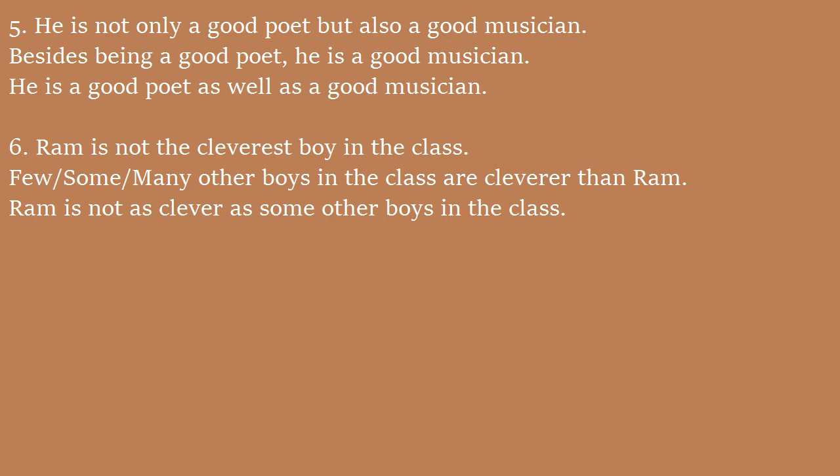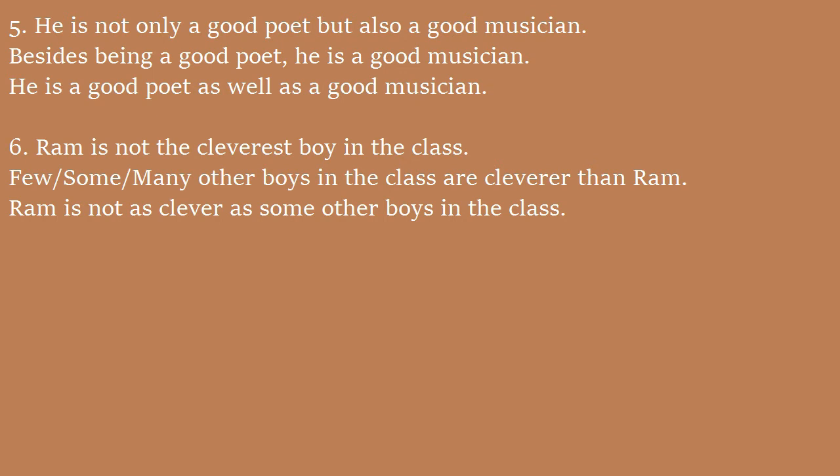Besides being a good poet, he is a good musician. So you have to use the word besides. It's not beside, it's besides being a good poet, he is a good musician. You do not need to put also here in the second sentence. Also is not necessary, not required. He is a good poet as well as a good musician. So this one is very easy.